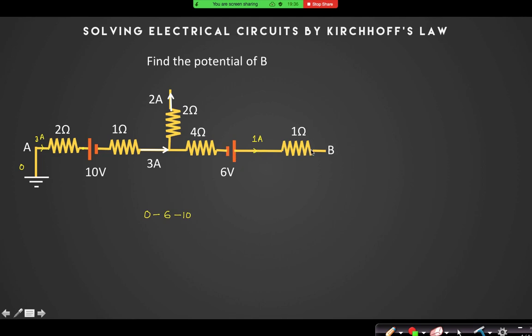From here to here, it is minus 3 into 1. Then I am going from here to here, but the current is 1, so it is minus 4. Then I am jumping from here to here, which is a plus 6. Then from here to here, which is a minus 1. That should be the potential of B. Plus 6 minus 6 gets cancelled out. So it is 10 and 3 13, 4 17 and 1 18. So that is minus 18 volt.